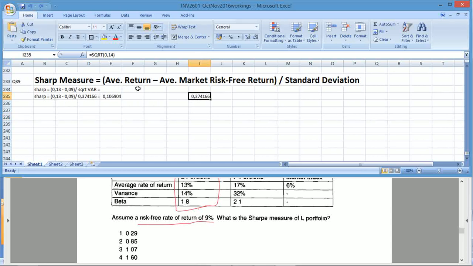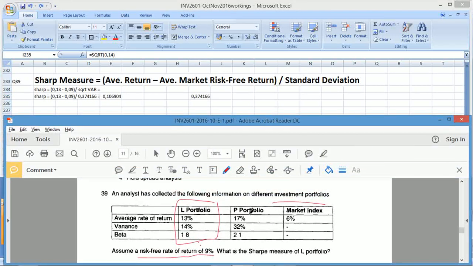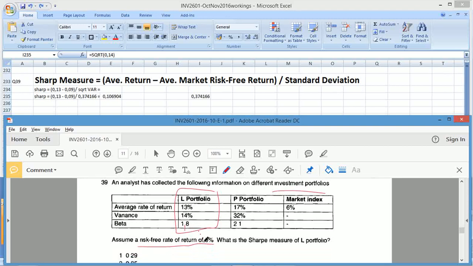And then we've got average return minus the average market risk-free. Average market risk-free is that. You had the variance. What is the Sharpe measure? The Sharpe measure is 0.1. That's again strange. You don't have an option for 0.106, but you've got 1.06. Unless they left out a comma somewhere here. Well, there should be a comma there. Risk-free is 9%. Portfolio L's average rate of return is 13. Yeah, so 13 minus 9, that's 9%, divided by the square root of the variance. It's correct. There's nothing wrong with the working.